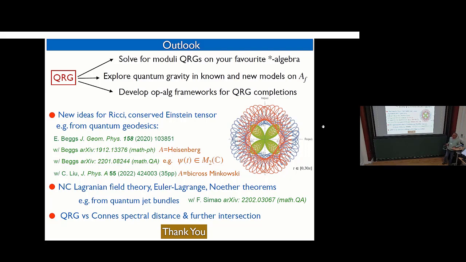And then of course you can go back to this comparison between quantum Riemannian geometry spectral triples and Connes' spectral triples. For example, how does the geodesic distance between states in Connes' picture compare with the geodesic distance defined maybe on a graph, going along a path or something like that? So there's a lot of play around comparing these two approaches and how they relate to each other. I'll stop there. Thank you.